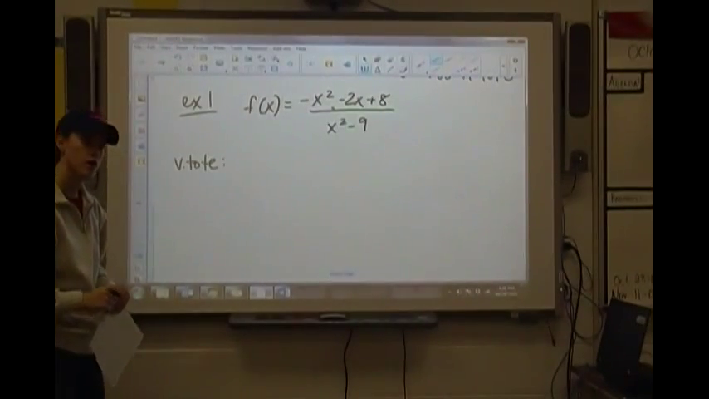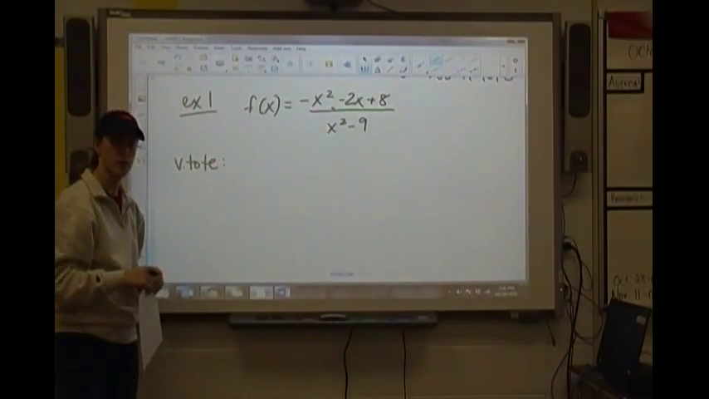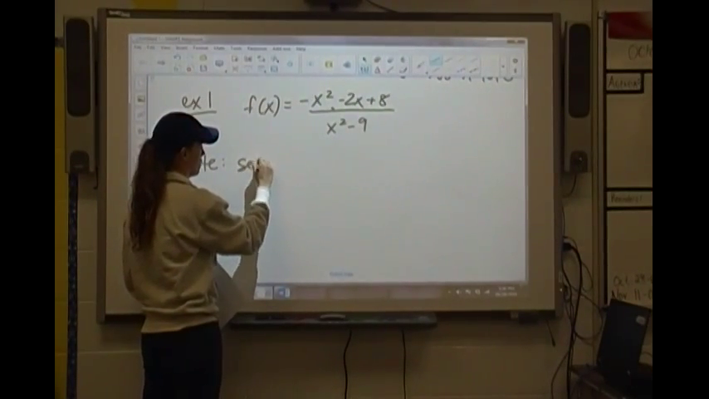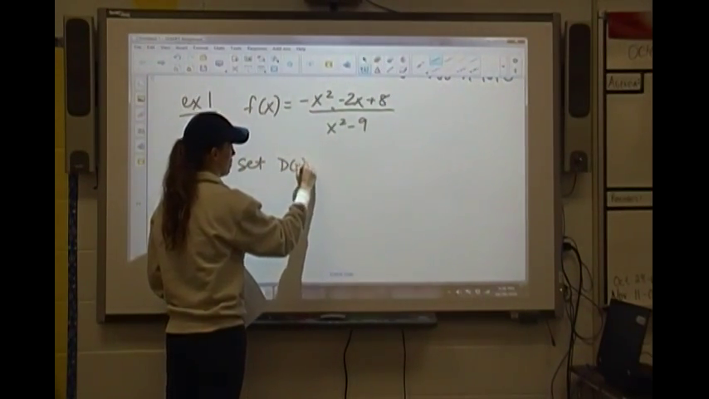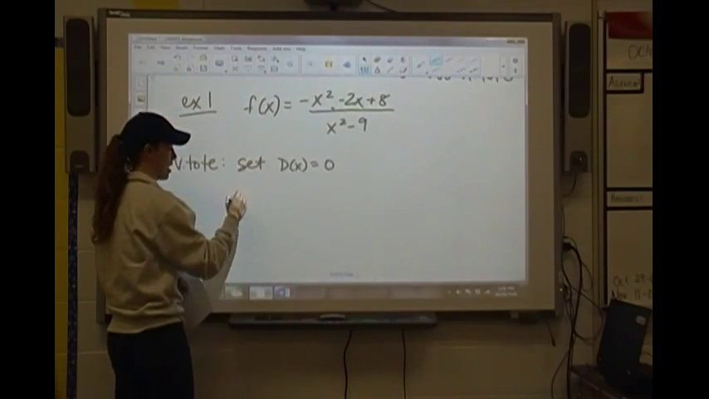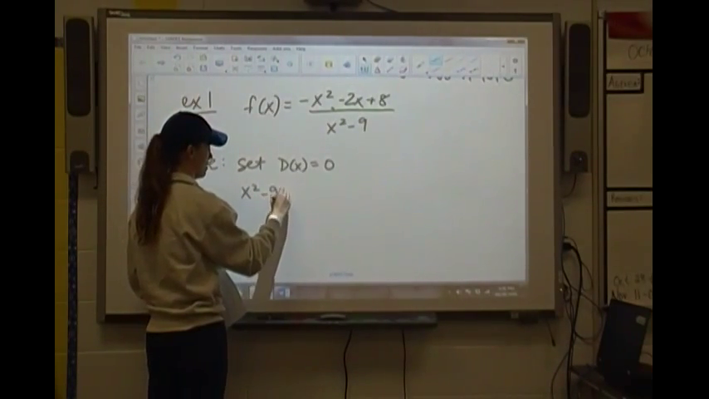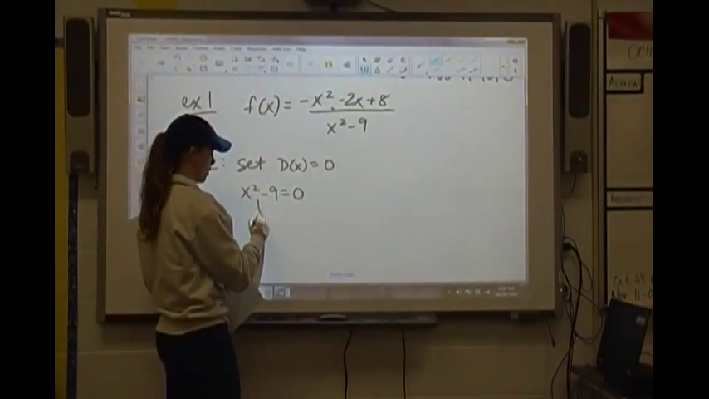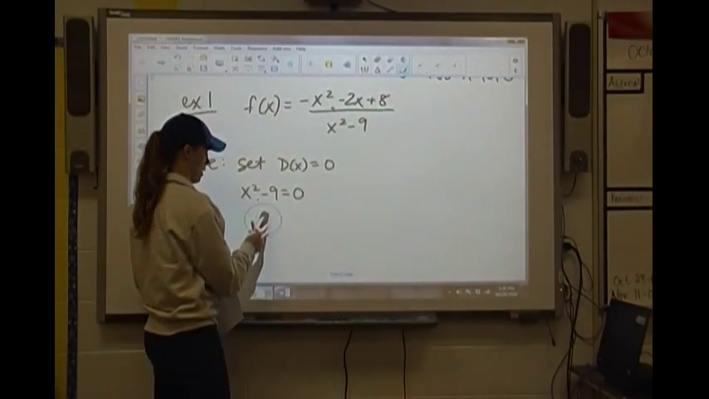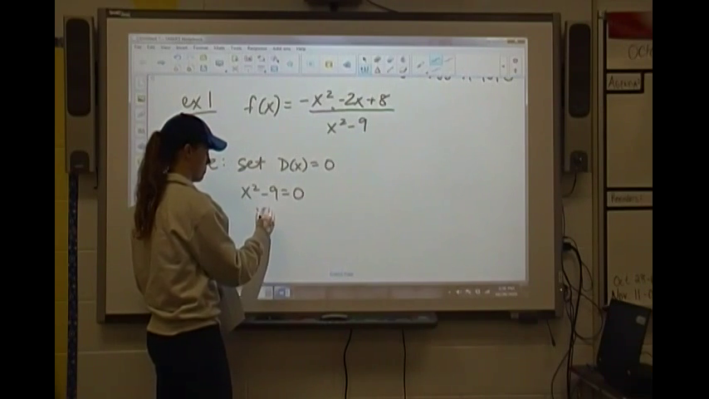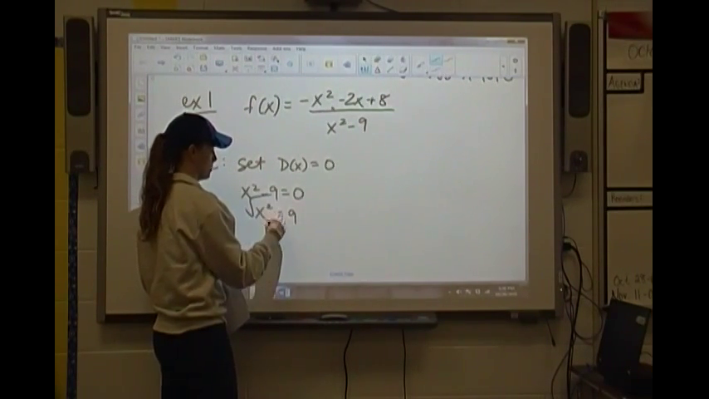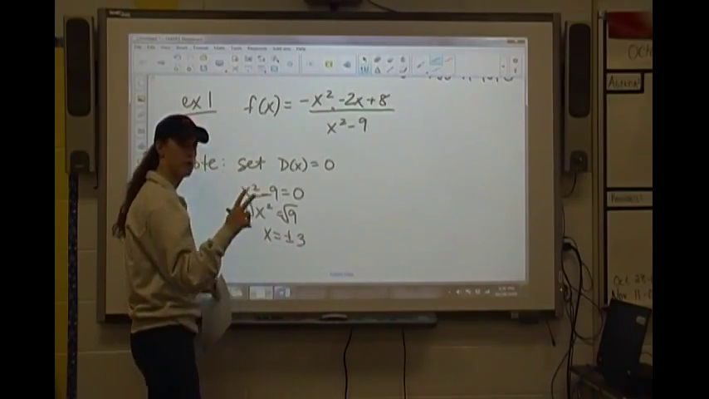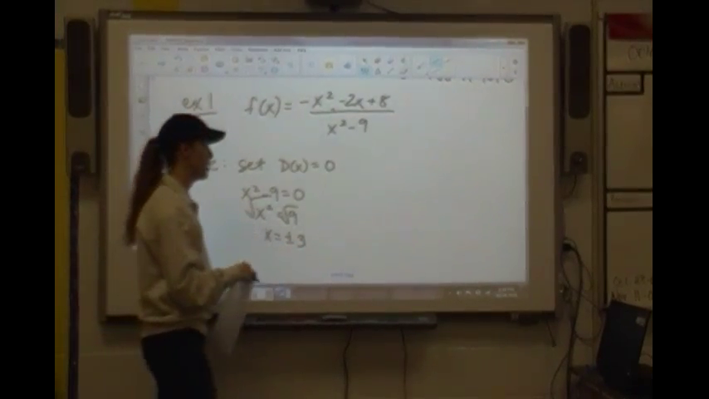And the way that we solve the vertical asymptote, if you remember back from your notes already, is by setting the denominator equal to 0. So we'll set this denominator, x squared minus 9, equal to 0. When we solve here, we'll add the 9 over and get x squared equal to 9. Square root both sides, so x is equal to plus or minus 3. That means we have 2 vertical asymptotes, one at positive 3 and one at negative 3.